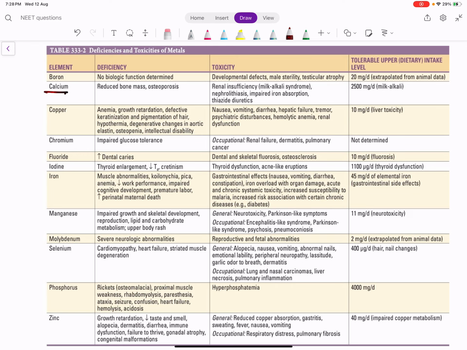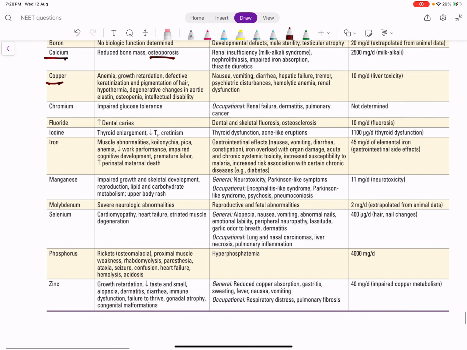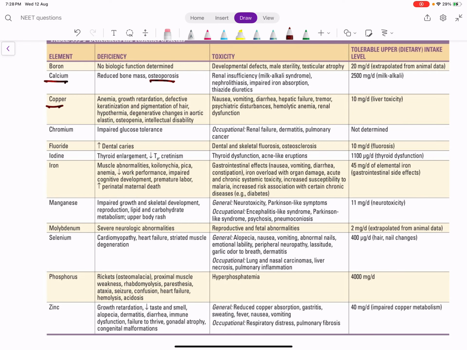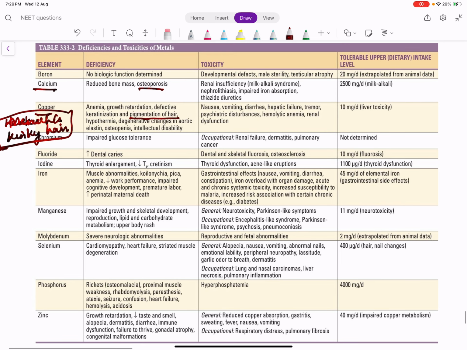Calcium deficiency causes osteoporosis. When copper is deficient, it leads to problematic hair growth. In copper deficiency, there is a genetic syndrome called Menkes kinky hair syndrome. Right? So that is copper deficiency. We know the problem with copper excess, which is Wilson's disease, right?